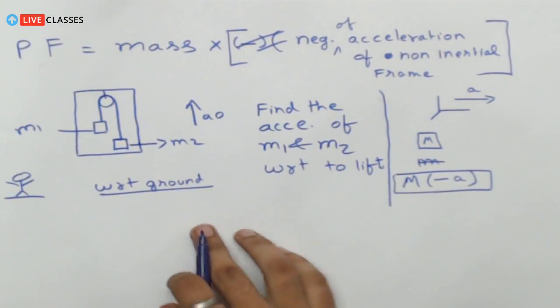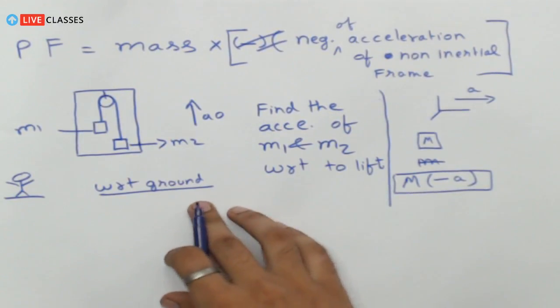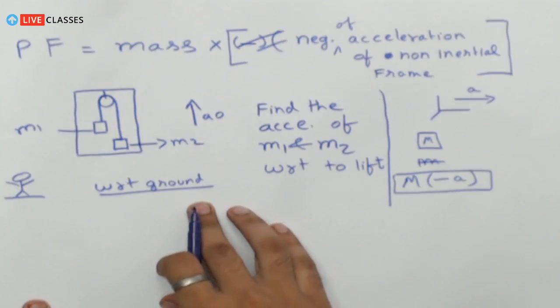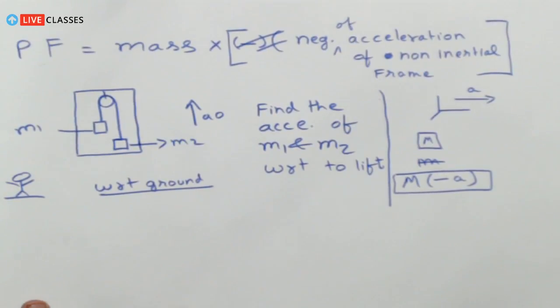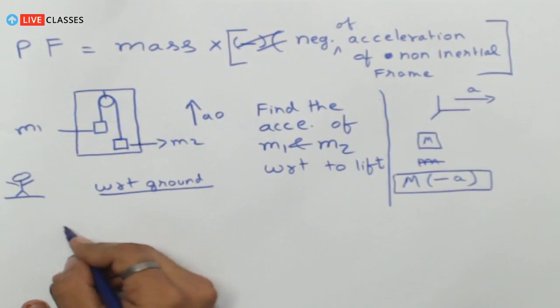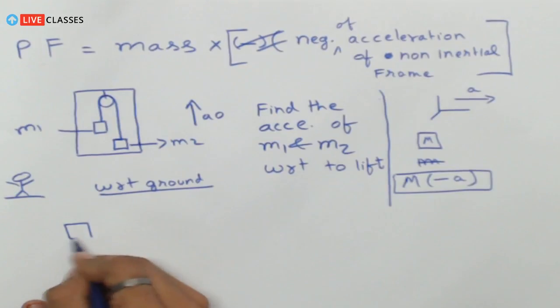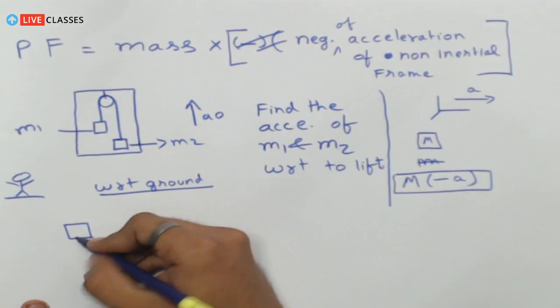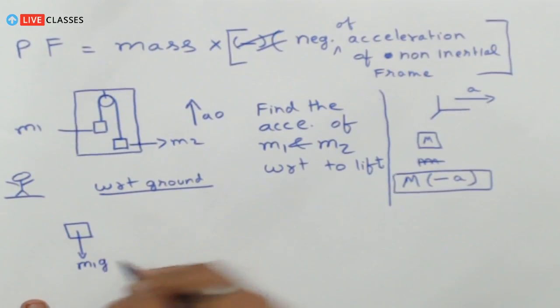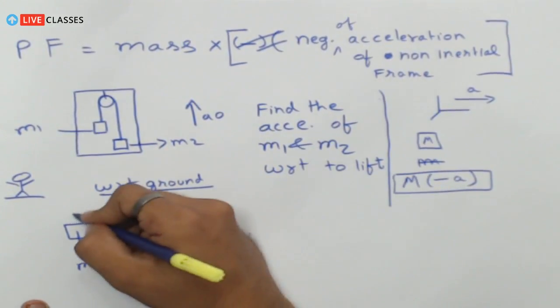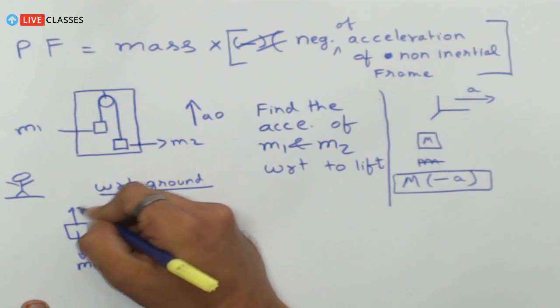I will not solve the complete question, as we have solved this kind of question before. I will just show how the variation happens. Okay, so with respect to ground as the inertial frame of reference, draw the FBD of M1. This is the FBD I am drawing of M1. It has M1g acting downwards, and has a tension T.